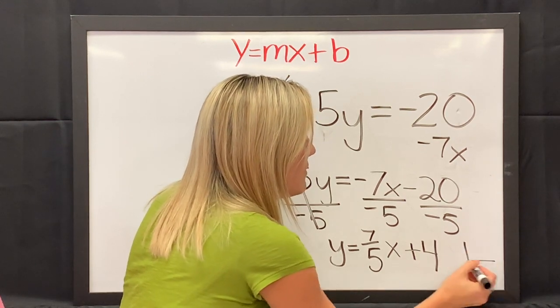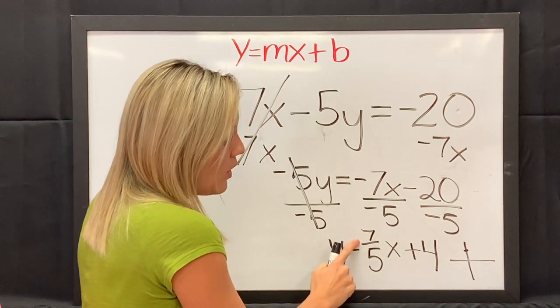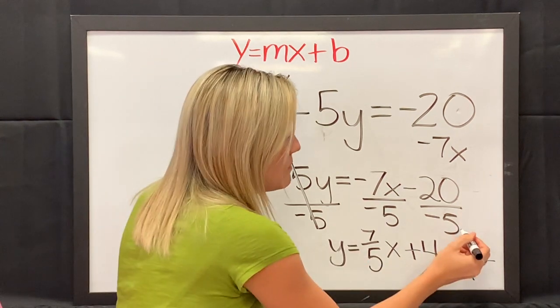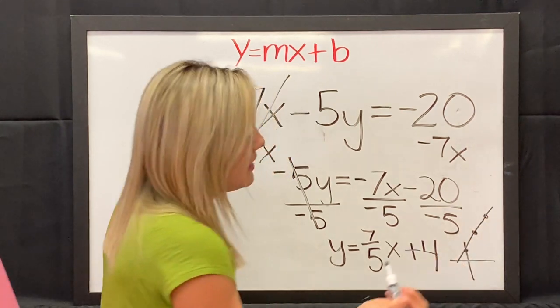So if we were to graph this, I would start up at positive 4 right here, and then I would go up 7 to the right 5, up 7 to the right 5, up 7 to the right 5. And our line would look something like that.